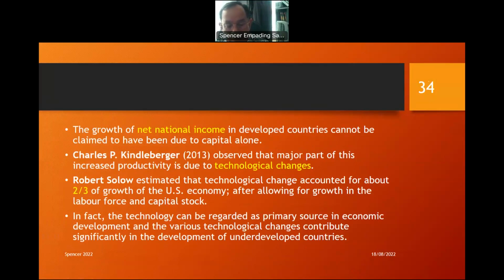So technology can be regarded as the primary source in economic development, and the various technological changes contribute significantly in the development of underdeveloped countries. But having said that, some studies also indicate that there are differences between the impact of technology in the developed and the developing or underdeveloped countries.